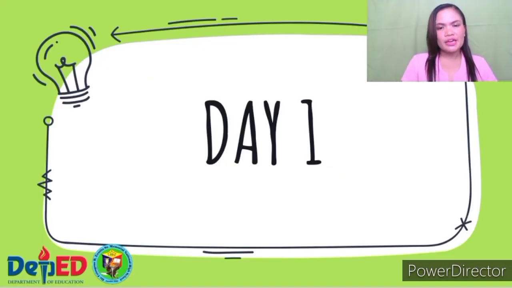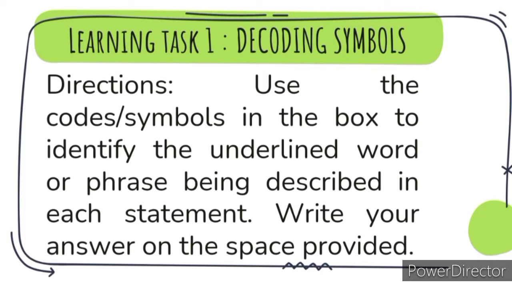Day 1. In this activity, you will see symbols with corresponding letters. Let's begin. Learning task number 1, decoding symbols. Use the codes or symbols in the box to identify the underlined word or phrase being described in each statement. Write your answer on the space provided. Are you ready to do it? Yes, you are. So let's do number 1.